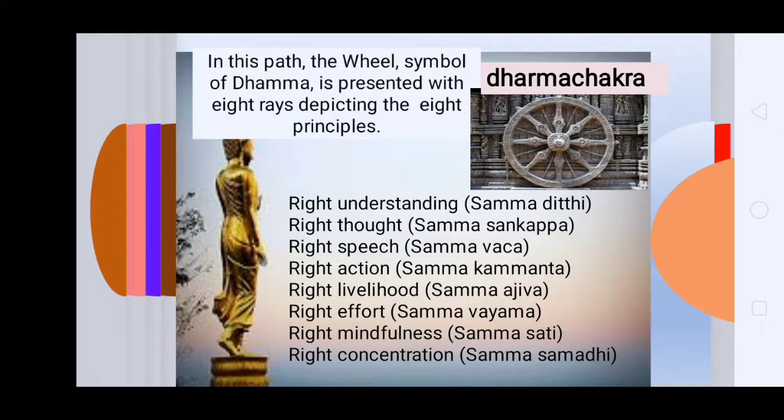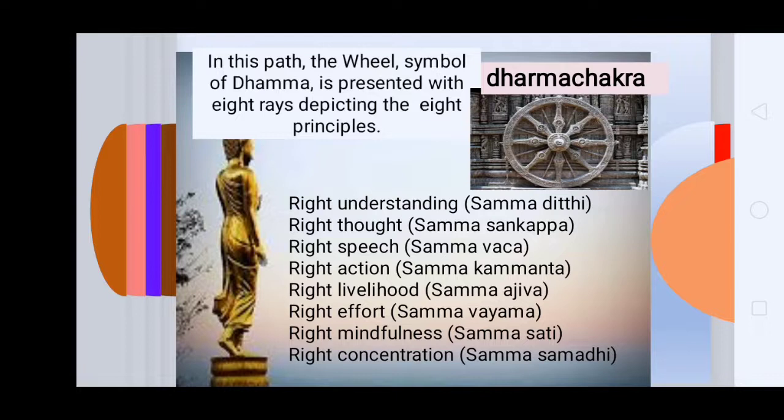So in this path, the wheel symbol of Dhamma is presented with 8 rays depicting the 8 principles. So, mauni siya ang Dhamma wheels. So, which is called the Dharma Chakra.